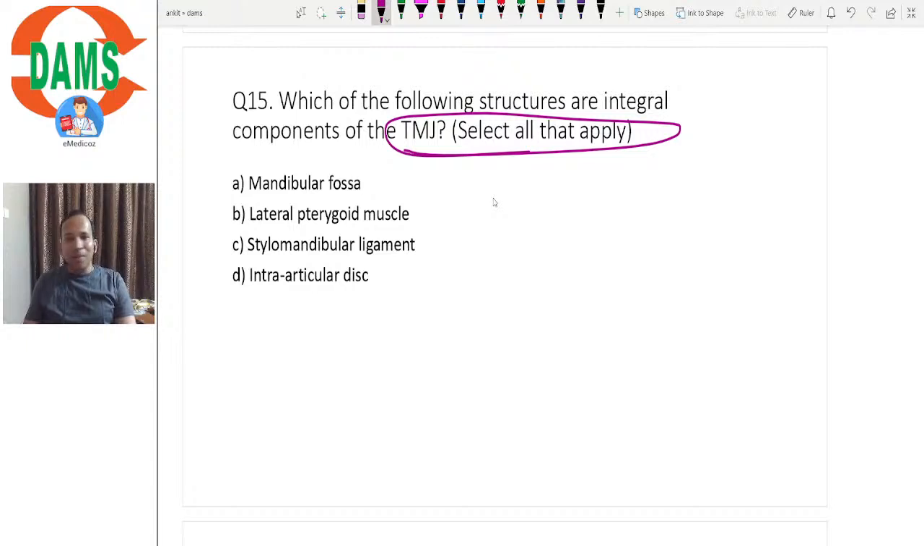तो इसका मतलब क्या हुआ, सिंगल ऑप्शन या मल्टीपल ऑप्शंस करेक्ट होंगे? मल्टीपल करेक्ट ऑप्शंस होंगे यहाँ पर, है ना? तो फर्स्ट ऑप्शन क्या है, मैंडिबुलर फॉसा, ऑप्शन बी इज लैटरल टेरिगॉइड मसल, ऑप्शन सी इज टैलोमैंडिबुलर लिगामेंट एंड ऑप्शन डी इज इंट्रा आर्टिकुलर डिस्क। तो थिंक अबाउट दीज ऑप्शंस केयरफुली एंड टेल मी which of these options are correct, A, B, C and D.